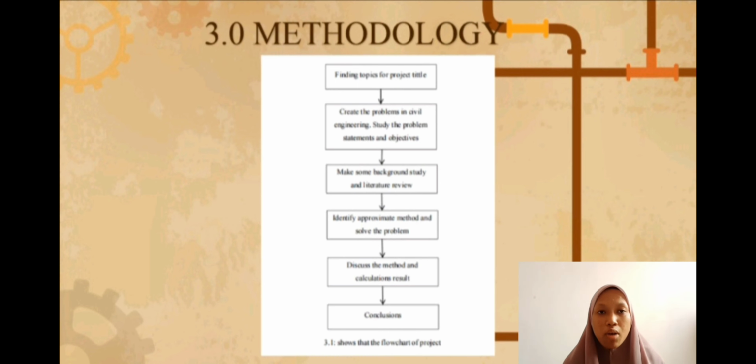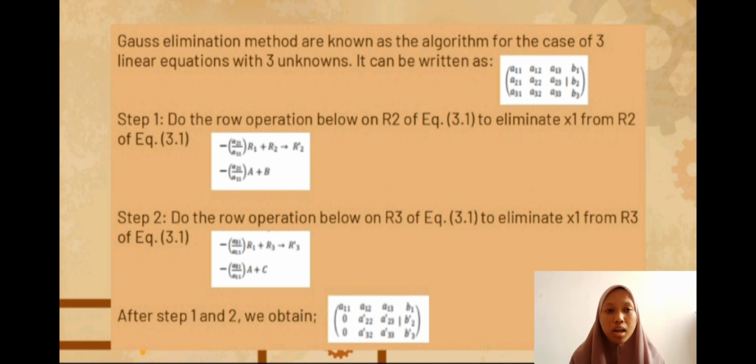For the methodology, I will present first about the flowchart. First of all, we find topics for our project title. Next, we create the problem statement in civil engineering and do research about background study and problem statement. Third, we identify an approximate method and solve the problem by using the Gauss elimination method. And next, we discuss the method and calculation results. Lastly, we make a conclusion about the approximate method that we used for finding x, which is the Gauss elimination method.